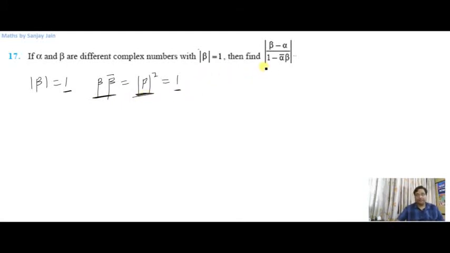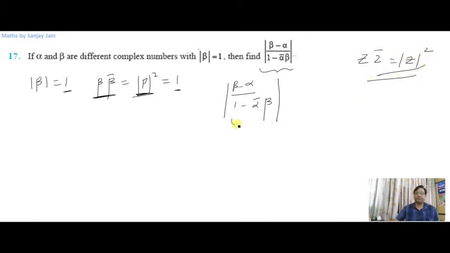Okay. Now we need to find mod of (beta minus alpha) divided by (1 minus alpha bar beta), right? This is what we need to find out. So I know that z into z bar is mod z squared. So I am considering this complex number that is written inside and multiplying it with its conjugate. So let me see.